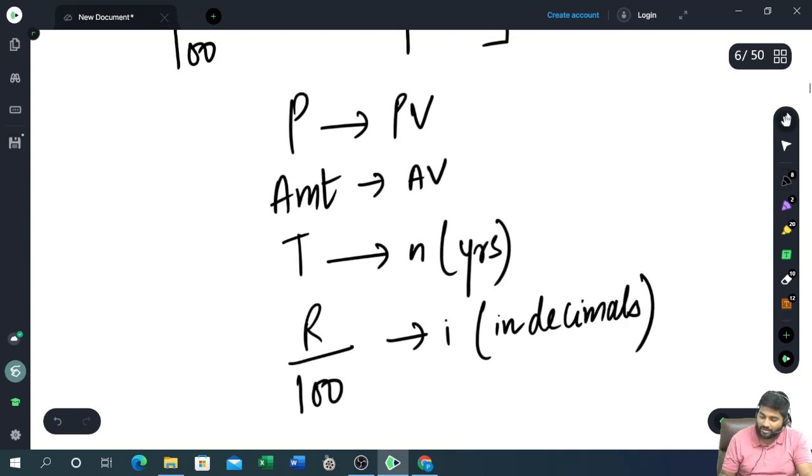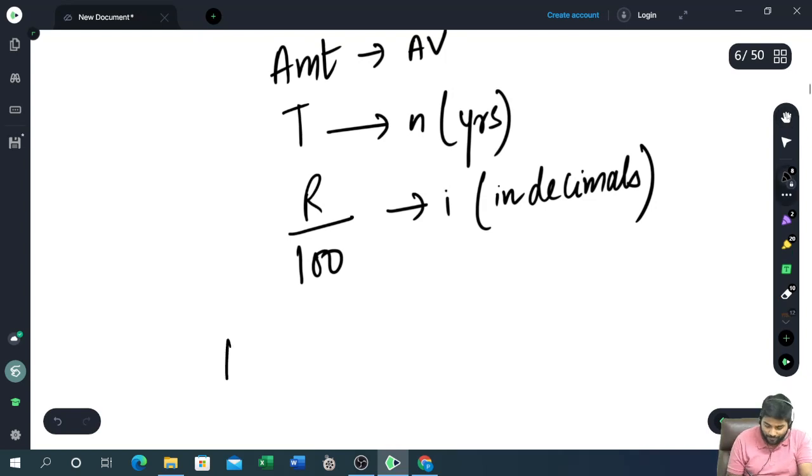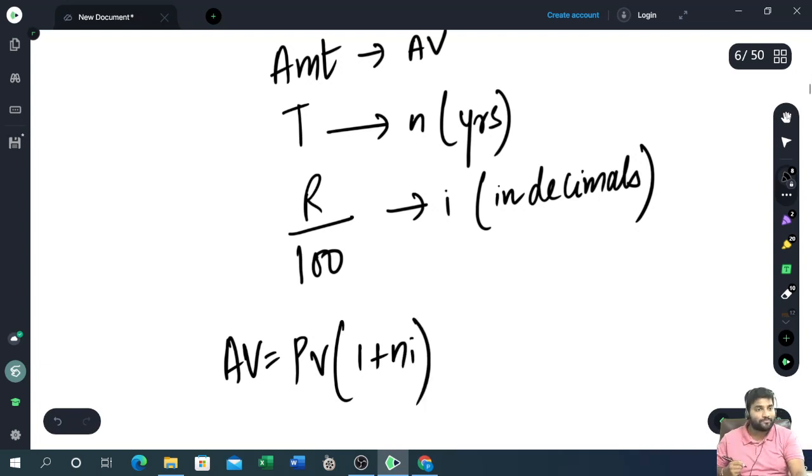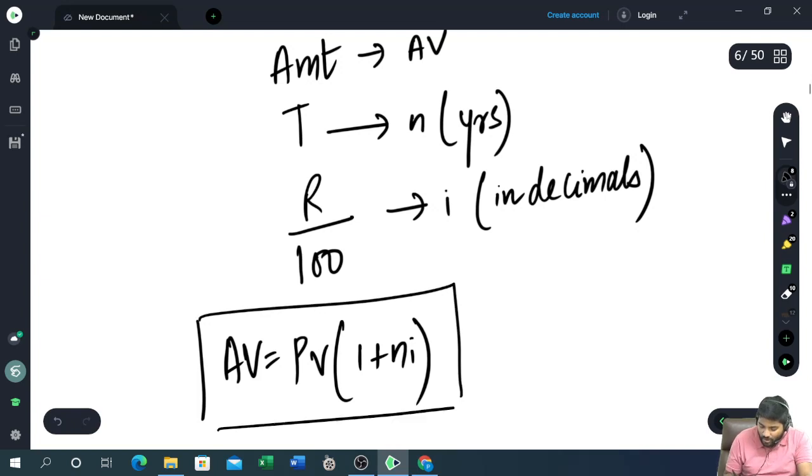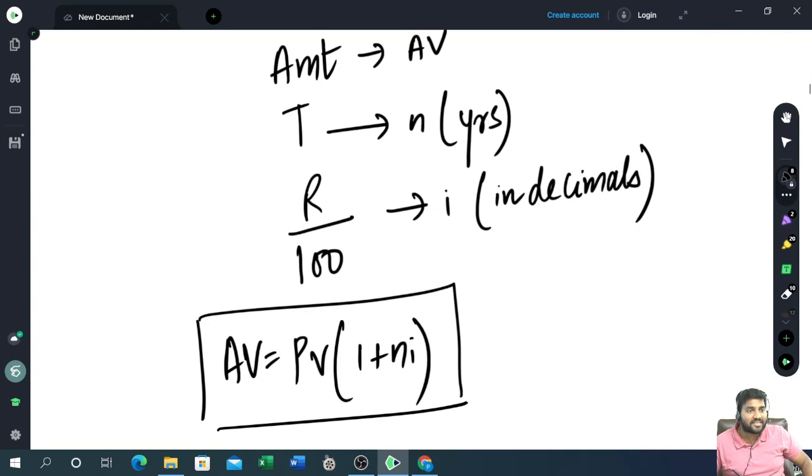Okay, then what does my equation convert to? AV is equal to PV into 1 plus ni. Yes or no? Accumulated value is equal to present value into 1 plus ni. Okay? So, AV is equal to PV 1 plus ni.